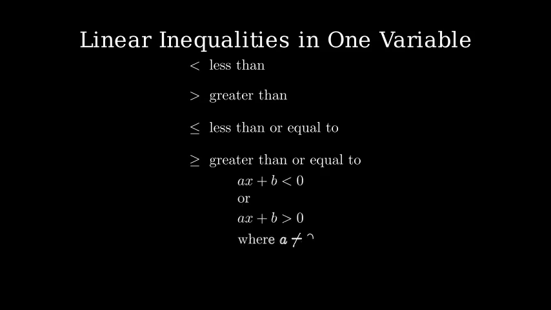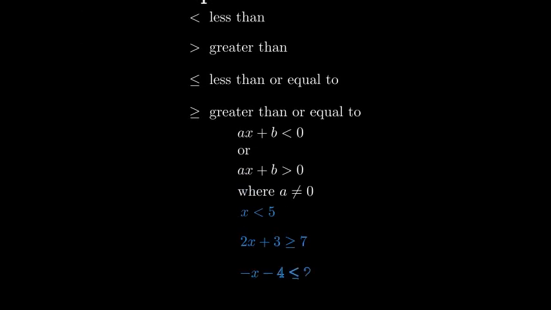A linear inequality in one variable is an expression that can be written in the form ax + b < 0 or ax + b > 0, where a and b are constants and a is not equal to 0. Some examples of linear inequalities include x < 5, 2x + 3 ≥ 7, and -x - 4 ≤ 2.